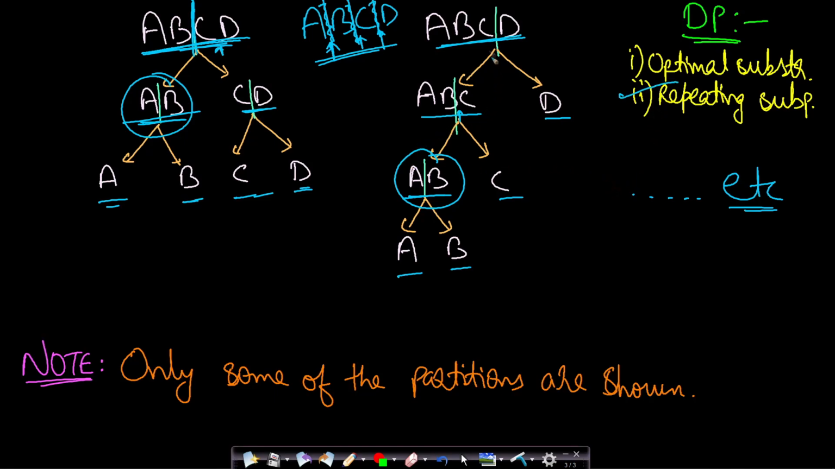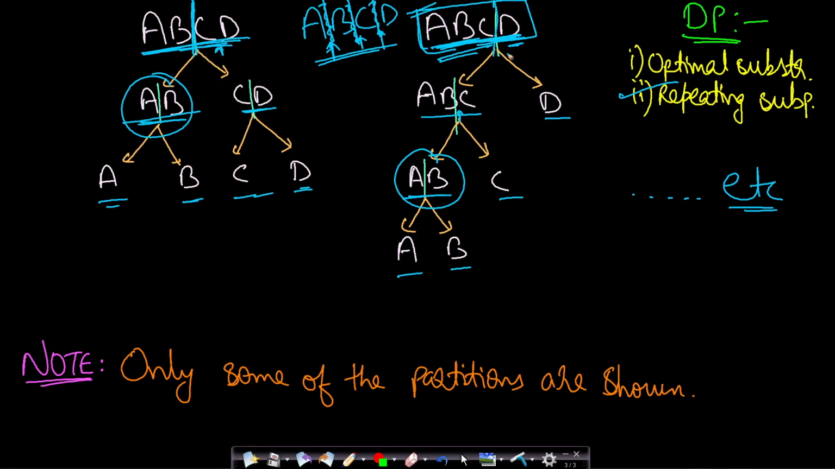Now, in order to find the optimal answer, that is the minimum number of multiplications needed to multiply all these matrices, we will find the minimum number of multiplications to form ABC, and the minimum number of multiplications to form D. Then we can combine them to find the minimum number of multiplications required to form ABCD, provided we are dividing between C and D, right?